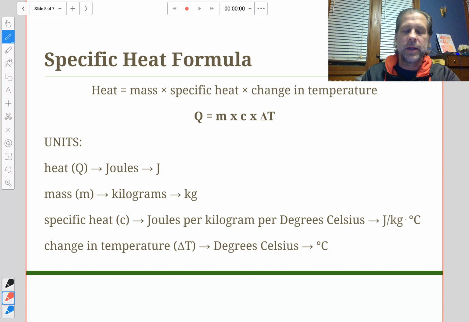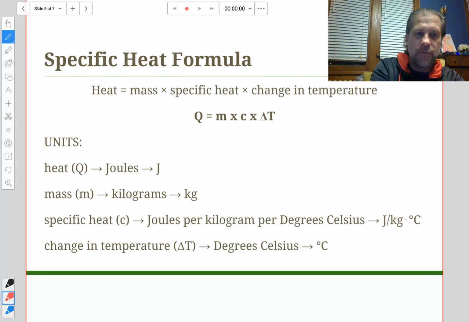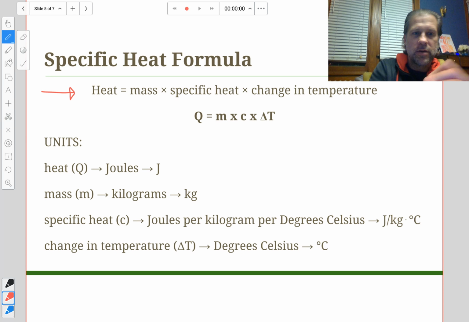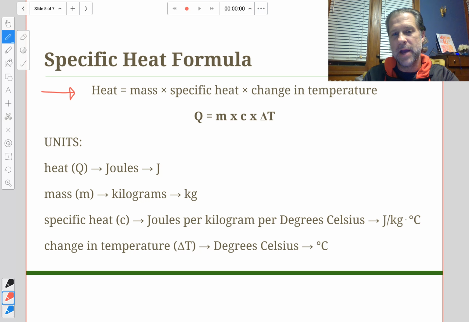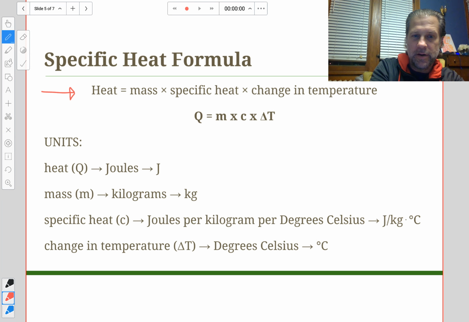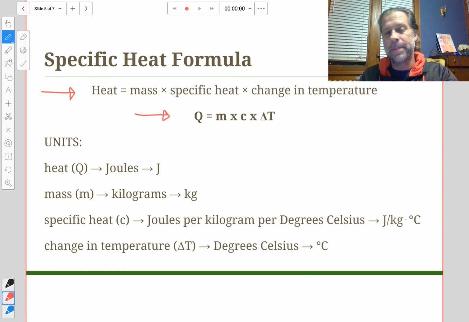So here are some things that you probably are going to want to write down. First of all, the word formula, or the word equation, for specific heat is equal to mass times the value for specific heat times change in temperature. This formula right here is the way that we represent that on paper.